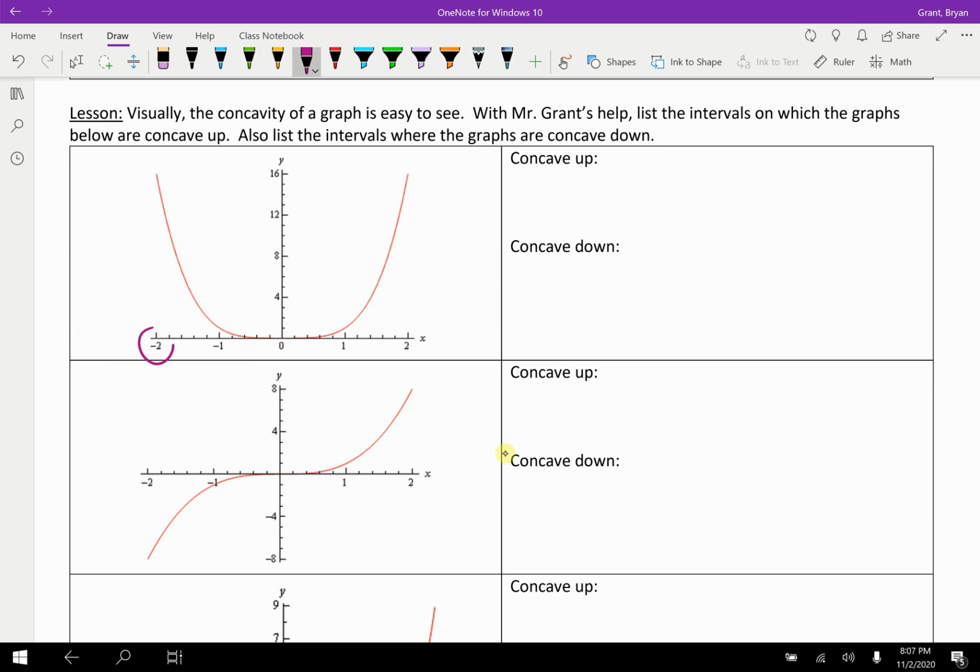And so you could go from -2 to 2 because there's no arrows there. You could say negative infinity to infinity. I'll just use -2 to 2. We'll pretend that they're like actual closed endpoints here. So we're going to say it's concave up from -2 to 2.